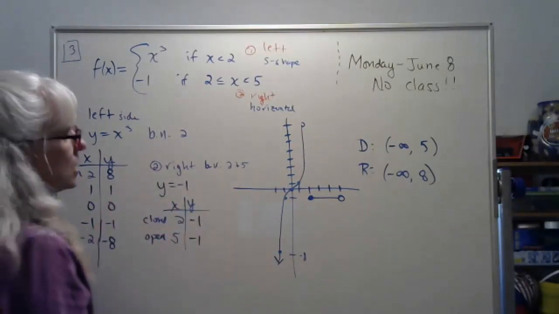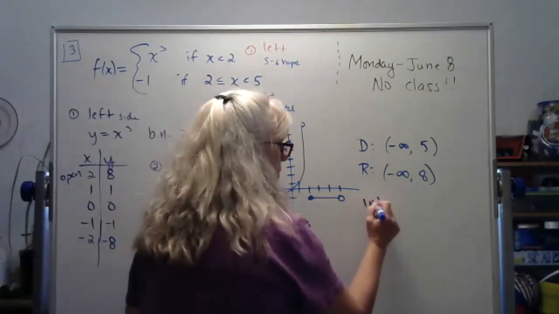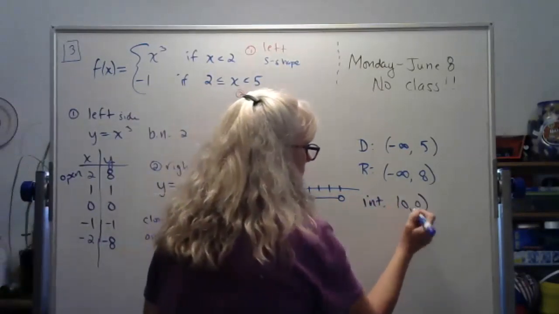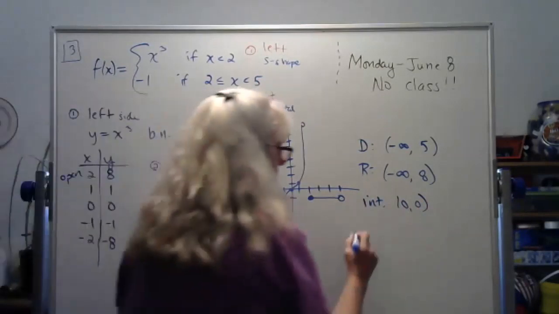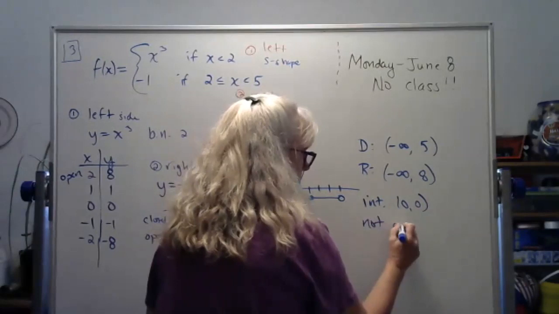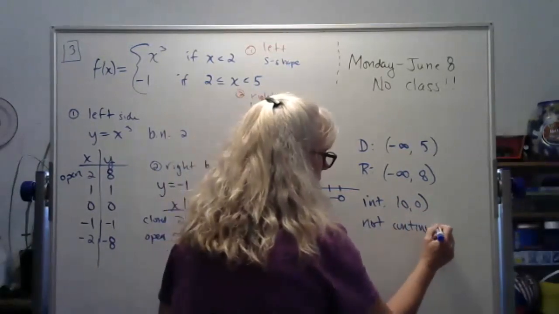So in terms of intercepts, everything's at the origin. So both the x and y intercepts are at the origin. And again, it's not continuous because you cannot trace it without lifting your pencil.